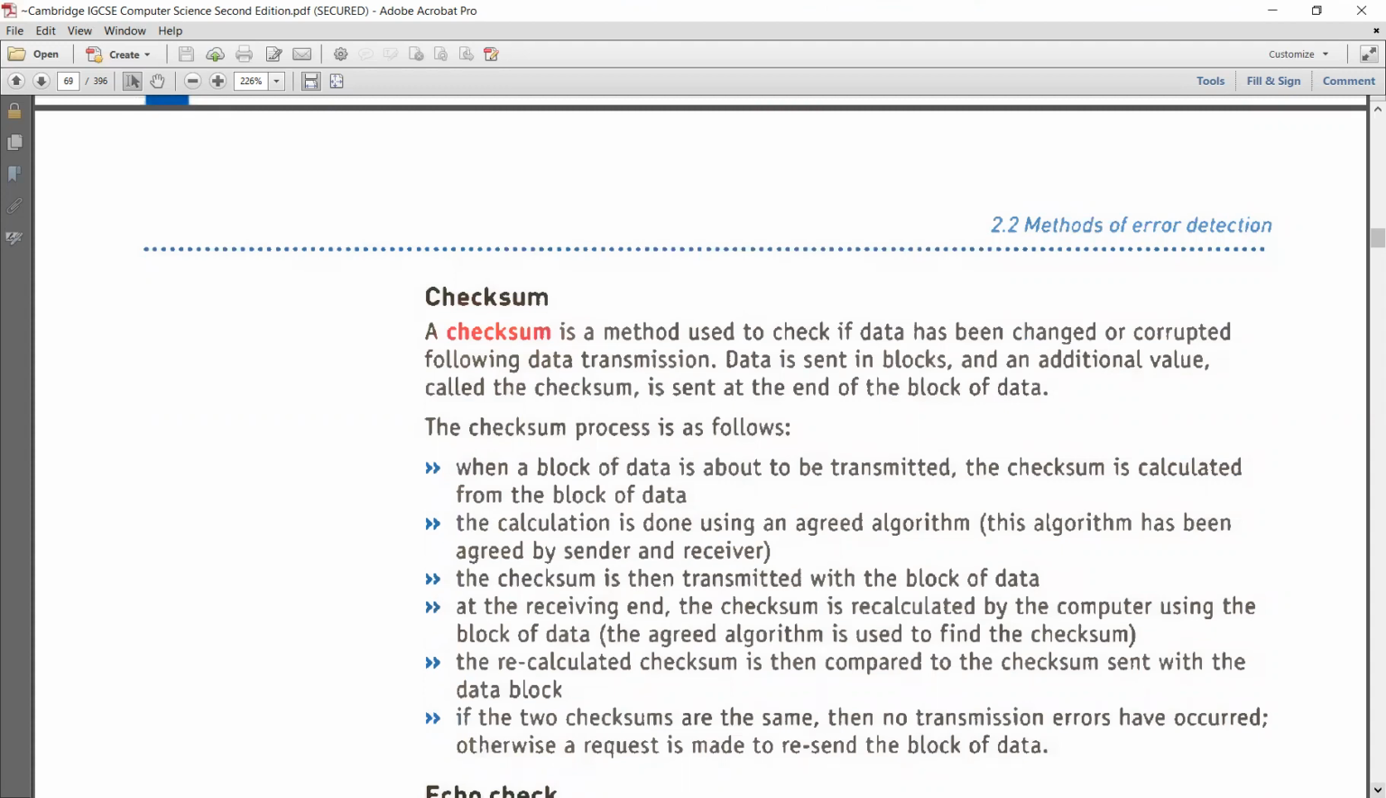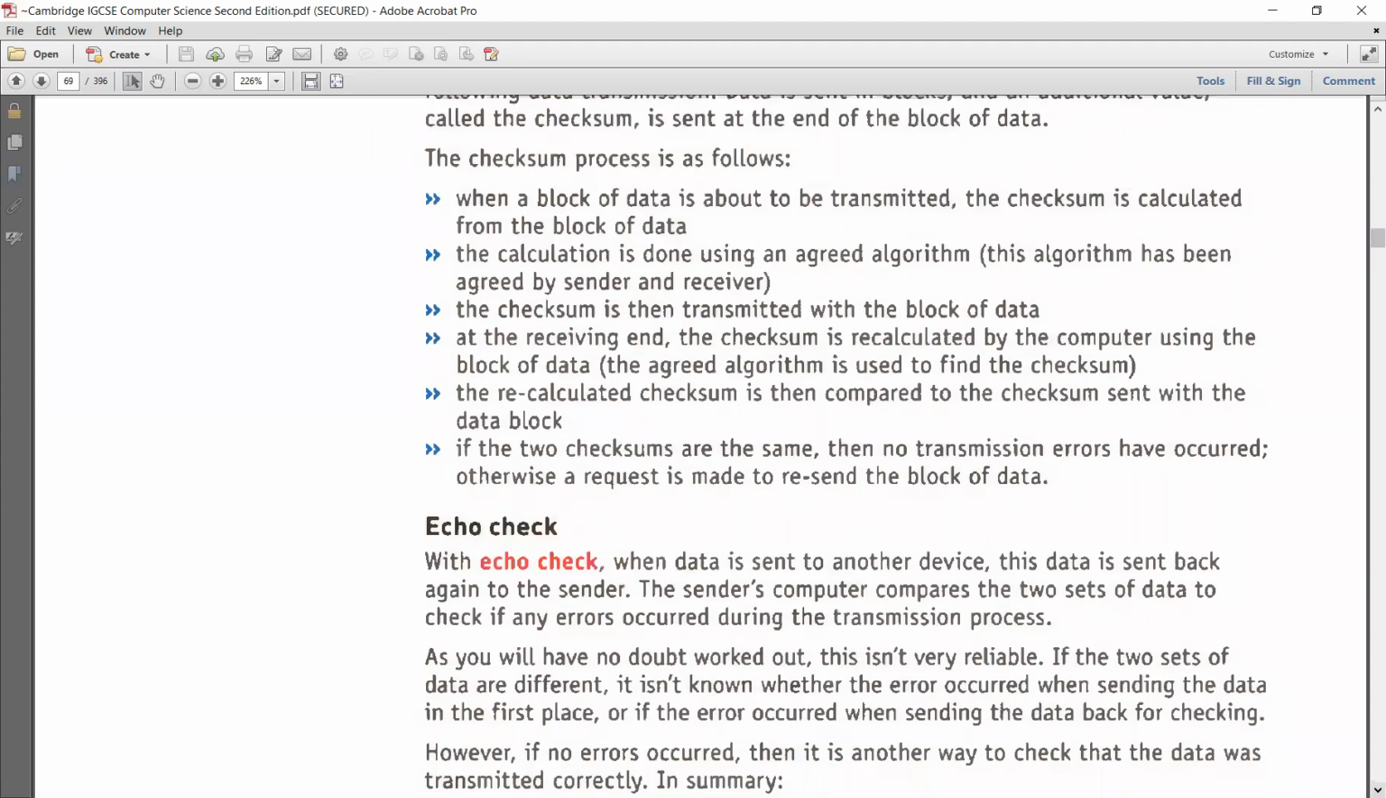But if the two checksums are not matching, it means that that particular packet will be asked to be resent, not the entire file. So it's very simple. Then what you need to know is the process, a very simple method. As we do in real life also, the same method is being discussed here.